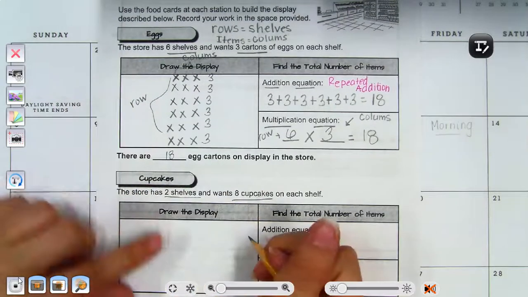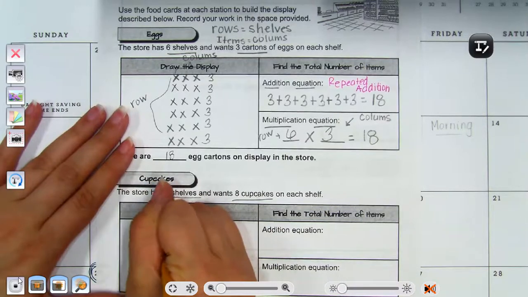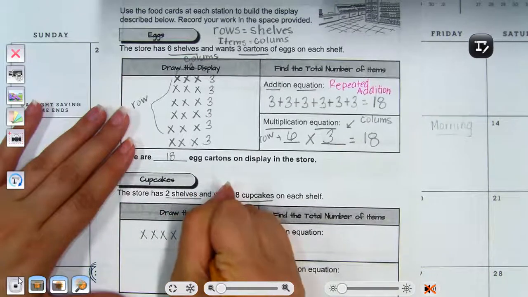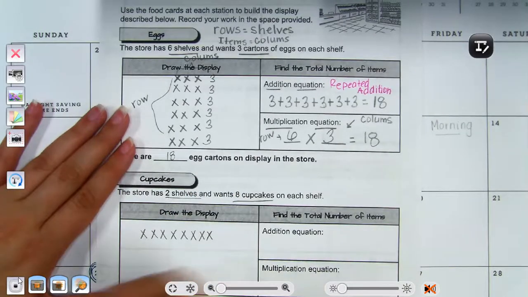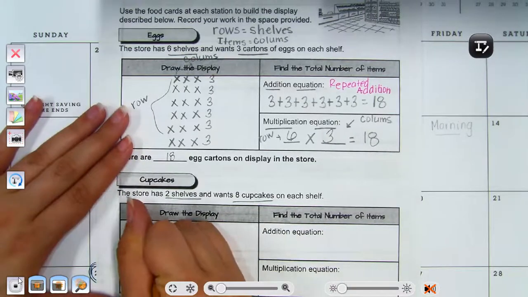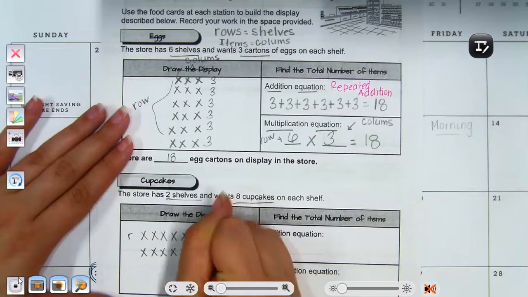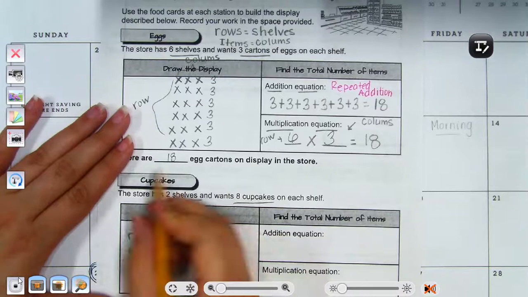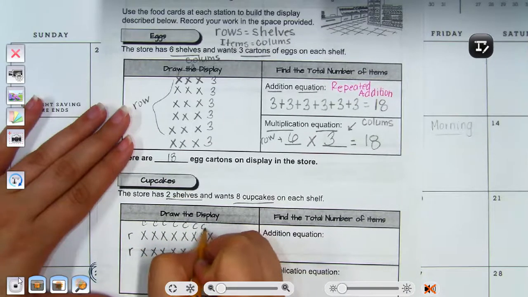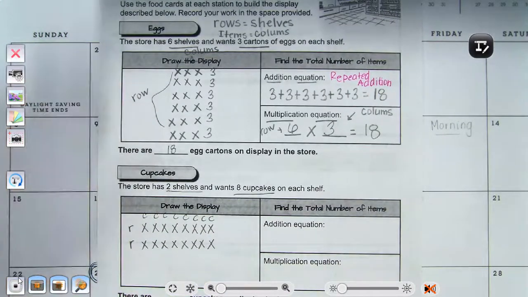Okay, so here's shelf number 1, and I have 8. 1, 2, 3, 4, 5, 6, 7, 8. And that's 1 row. I need 2. 1, 2, 3, 4, 5, 6, 7, 8. So if you notice, I have 1, 2, 3, 4, 5, 6, 7, 8 columns. Okay, and you don't have to write the R's and C's. That just kind of helps me.